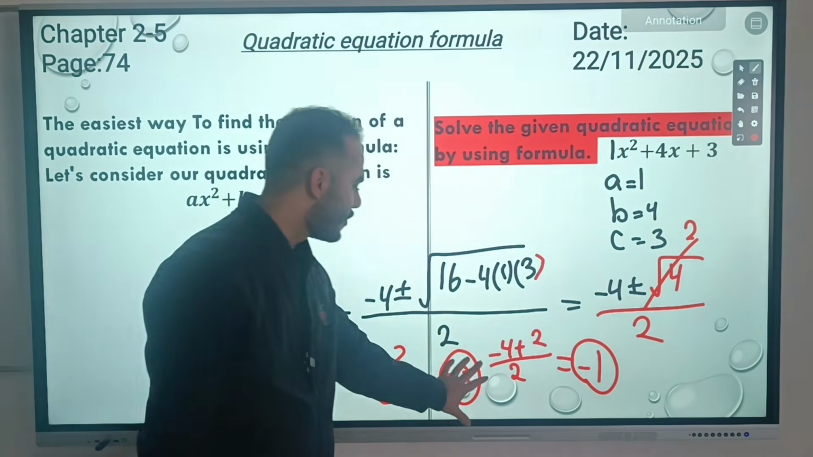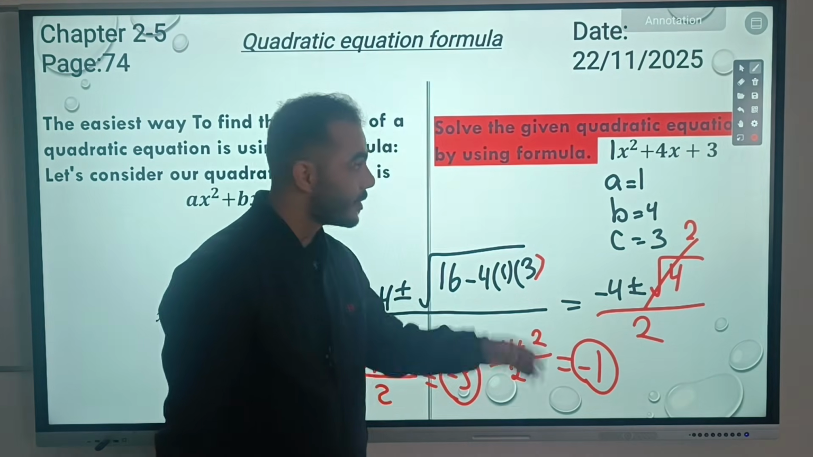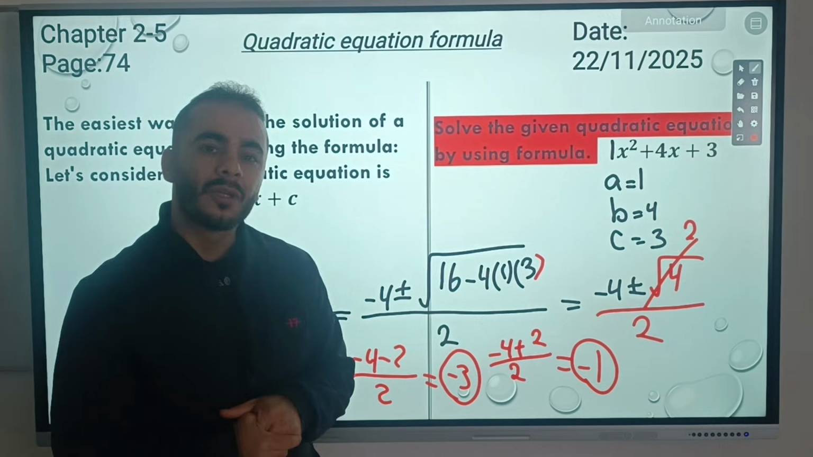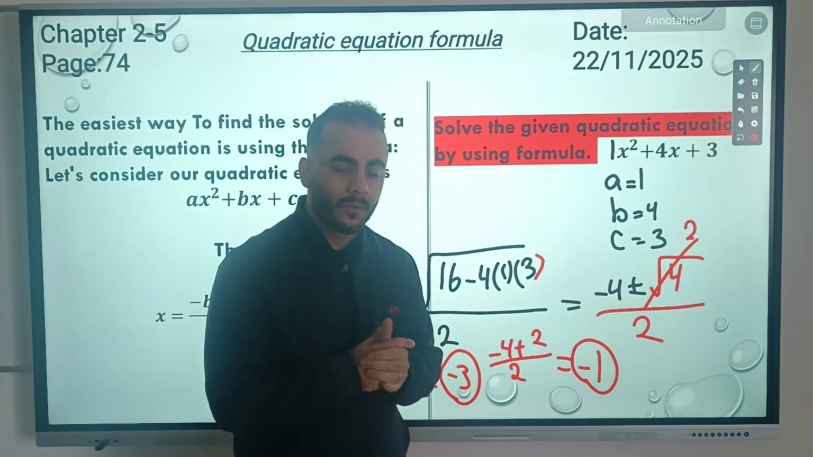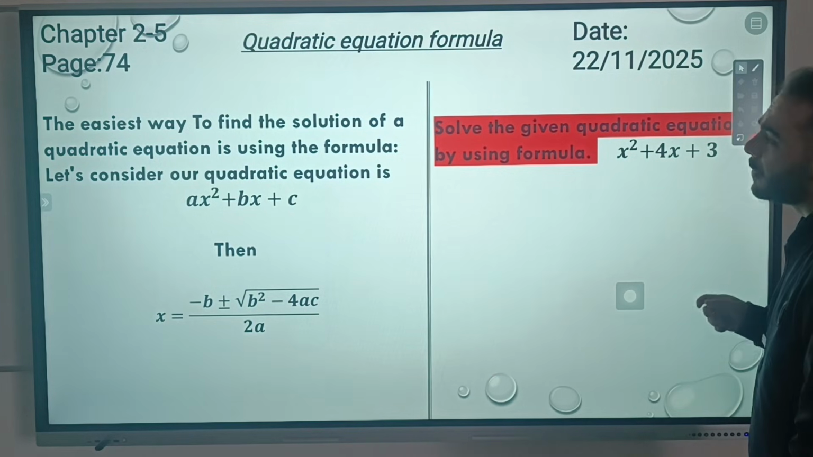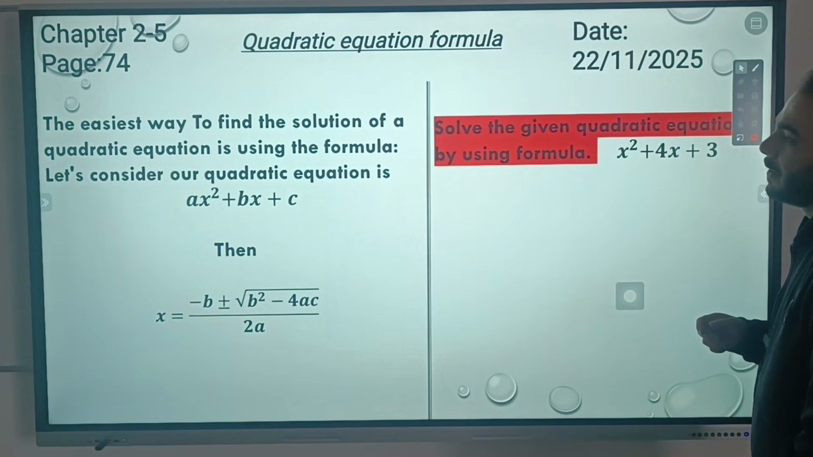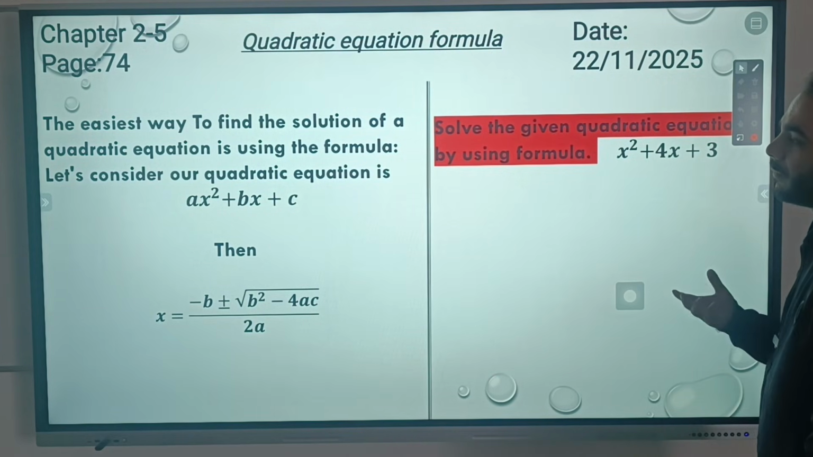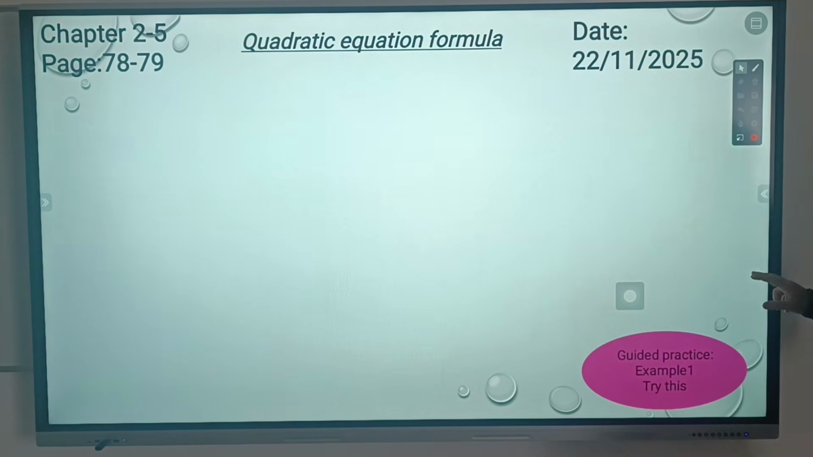Right now, if you go and substitute each one of them into the equation, you will get the result of 0. That is the meaning of solution. Let's see the upcoming questions that we're supposed to solve by using the formula.